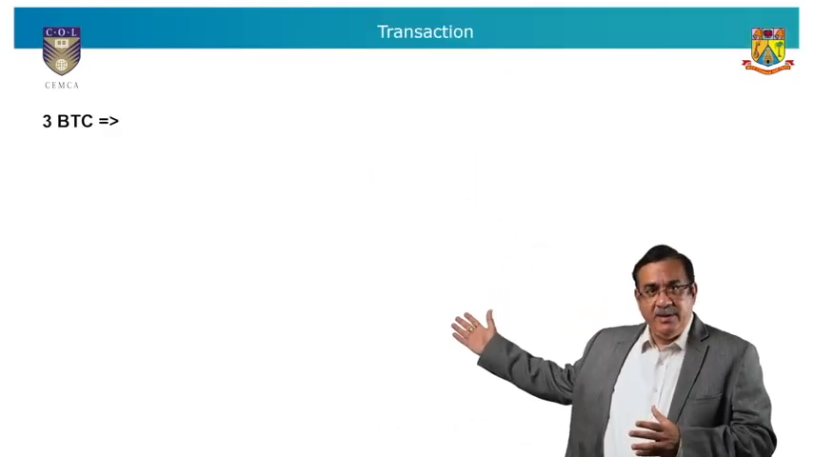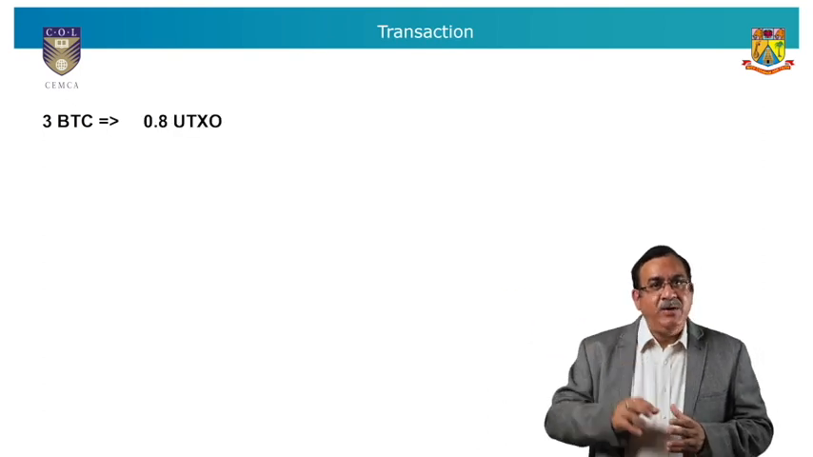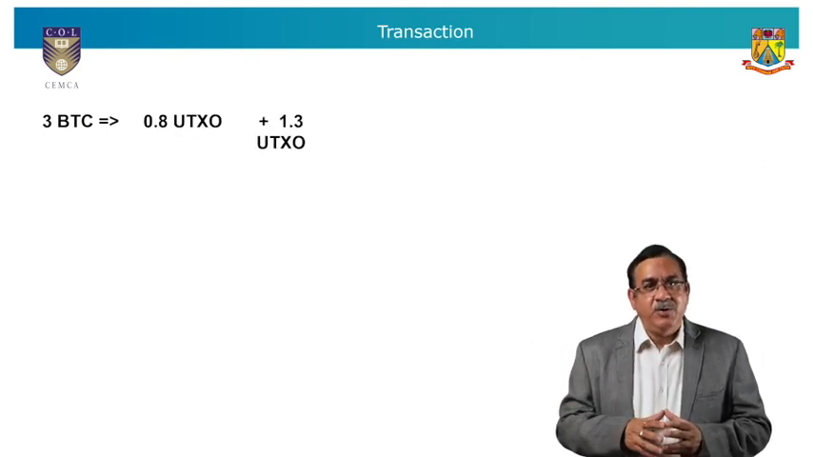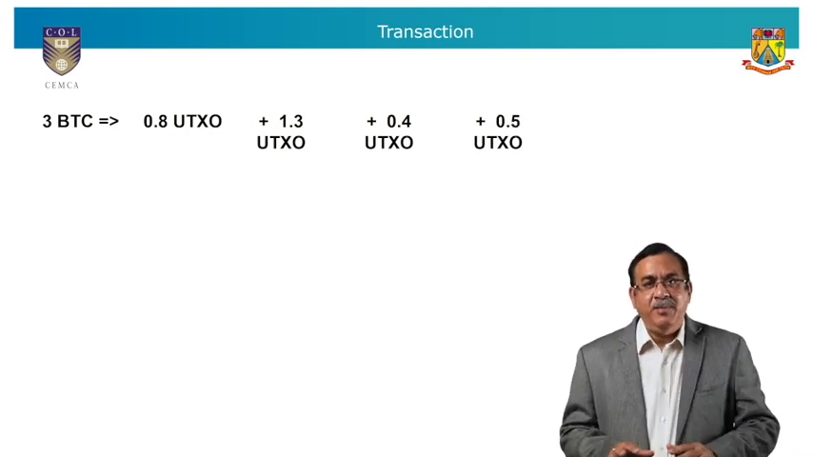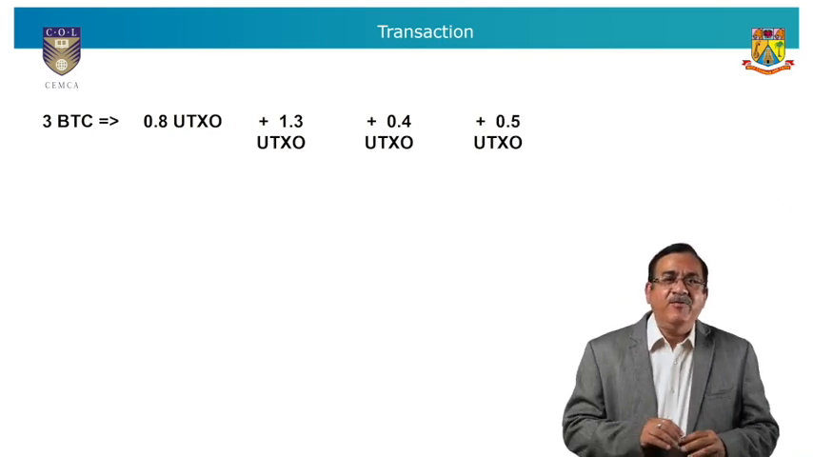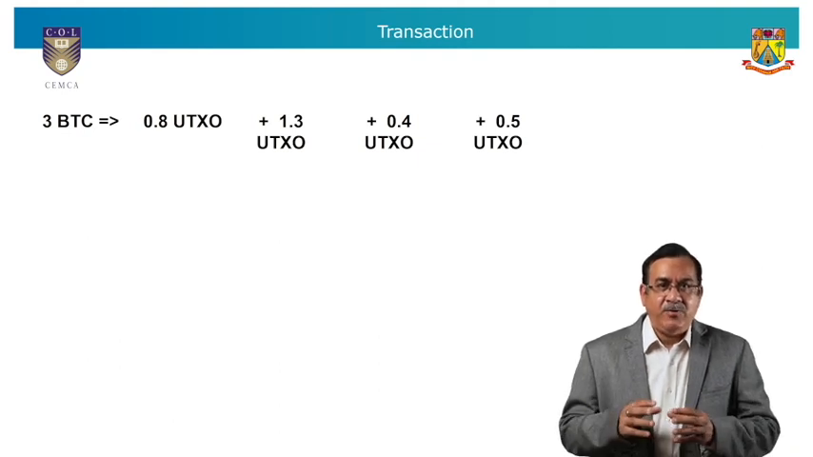When C checks his account balance, the wallet will show a balance of 3 BTC. The 3 BTC is an aggregation of all the UTXO belonging to the user, which are scattered across the blockchain but locked to C. The same can be represented as 3 BTC equal to 0.8 UTXO plus 1.3 UTXO plus 0.4 and 0.5 UTXO.